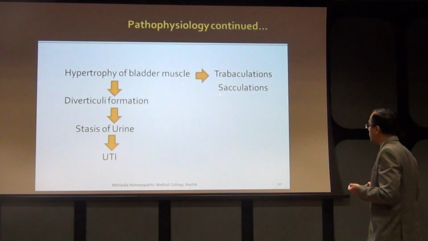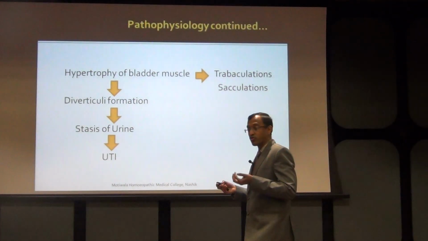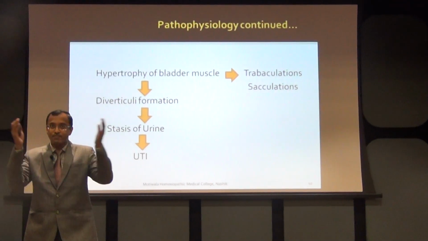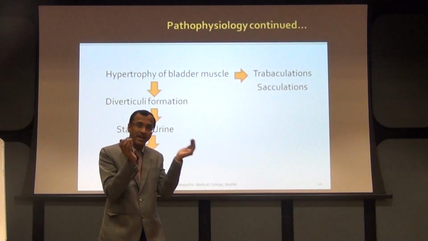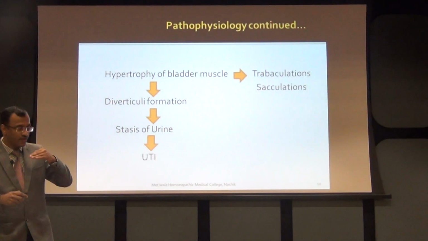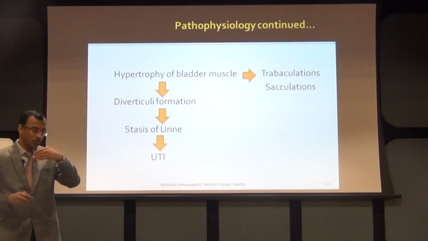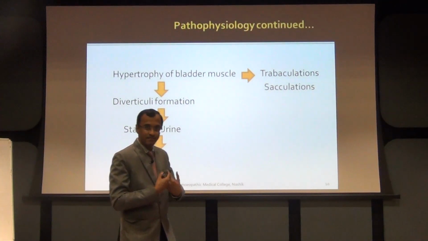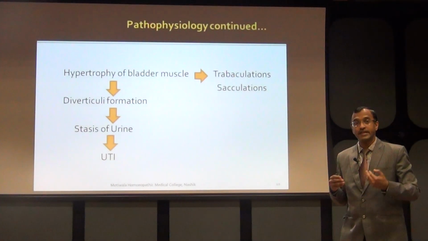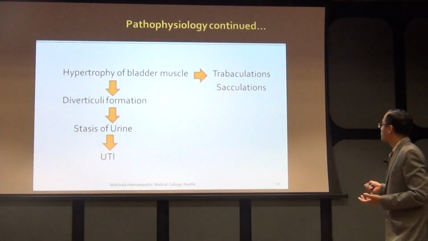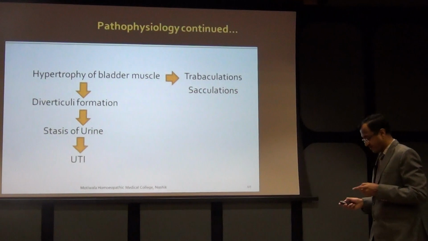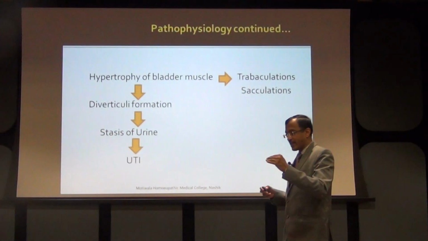Once these sacculations have developed, if I have to correlate it with a miasm, yes, we are talking about hyperplasia, stagnation and saccule formation. It is all talking about the cytotic phenomena. So understanding this pathophysiology should help to integrate the miasm, the homeopathic approach, and to understand the further clinical symptoms which have developed. So the hypertrophy of the bladder muscles gives rise to trabeculations and sacculations. These are the first level and second level.